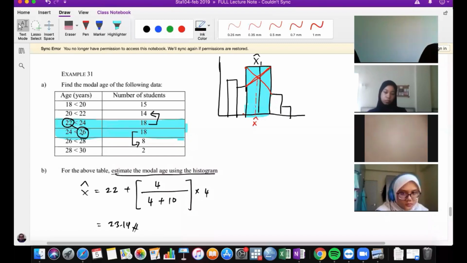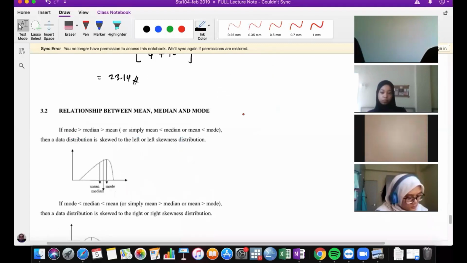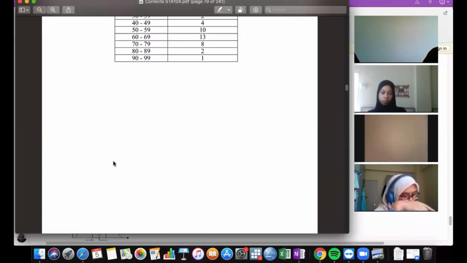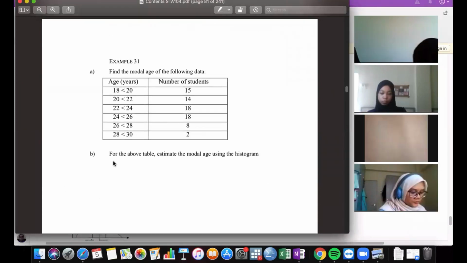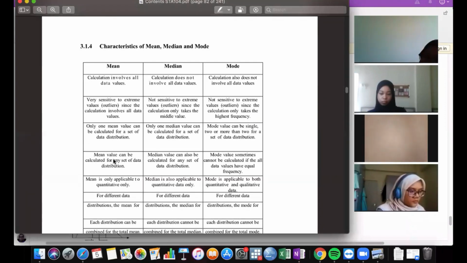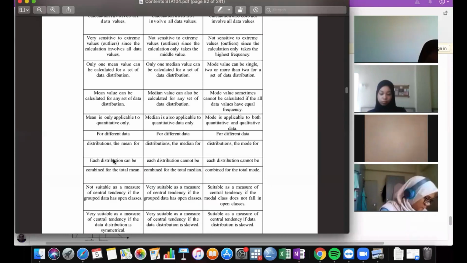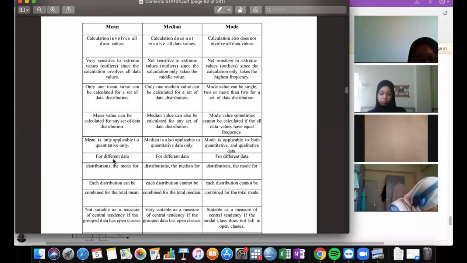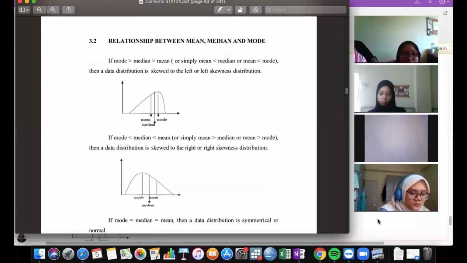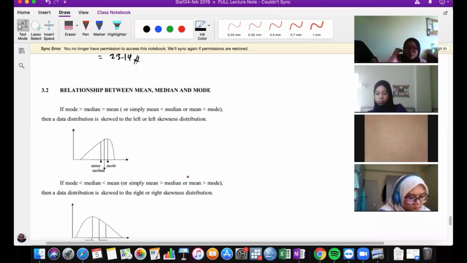If you look at the manual, the workbook, we have the characteristics of mean, median, and mode. This one you should read by yourself. Now I just want to explain the relationship between mean, median, and mode.